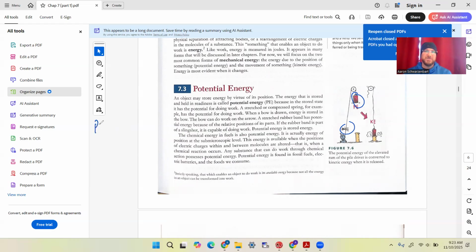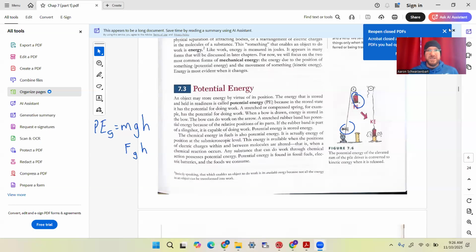So the two types of potential energy, we're mostly going to focus on gravitational, but gravitational potential energy is simply mass times the gravitational acceleration, 9.81, times height. You could also think of it as force gravity or weight times height. Either one of those is the same. So potential energy is all based on position.